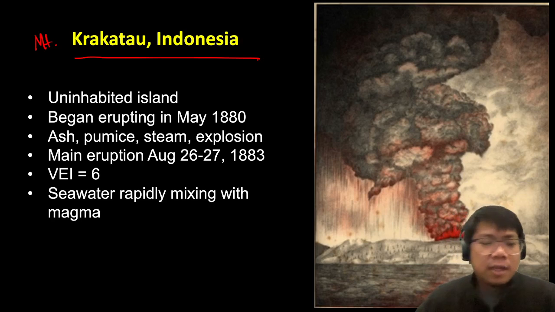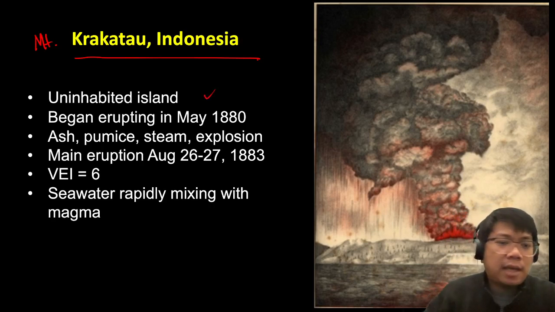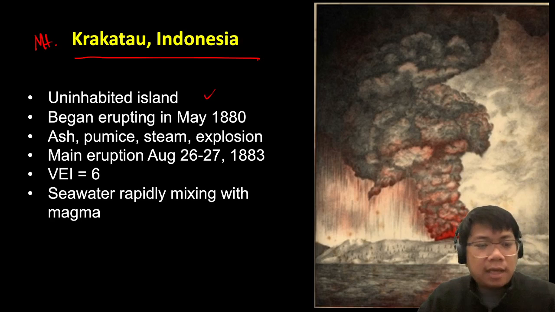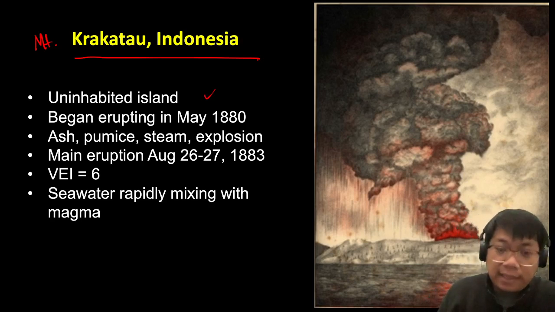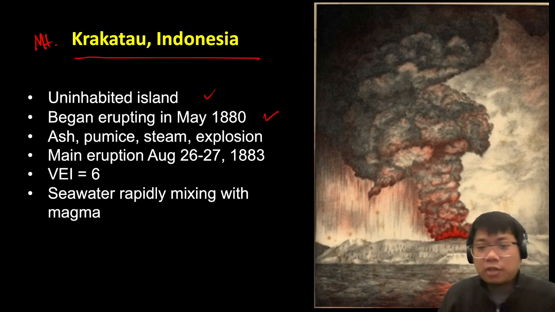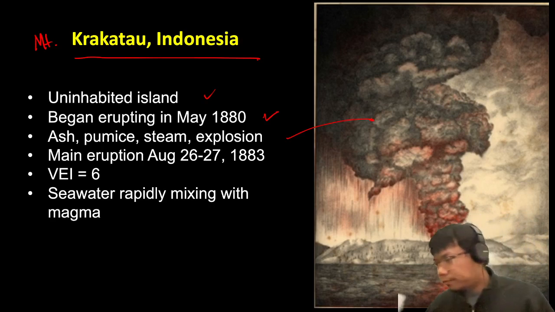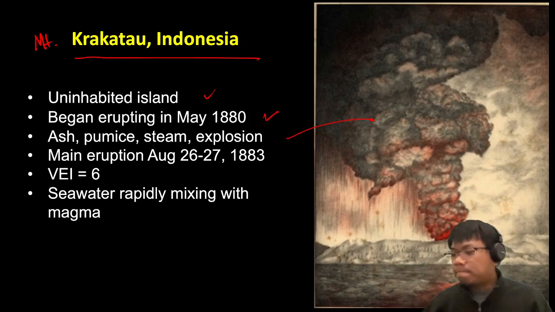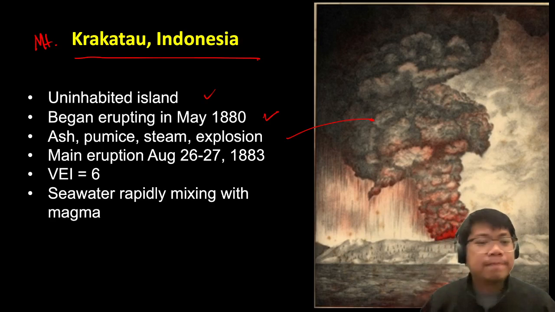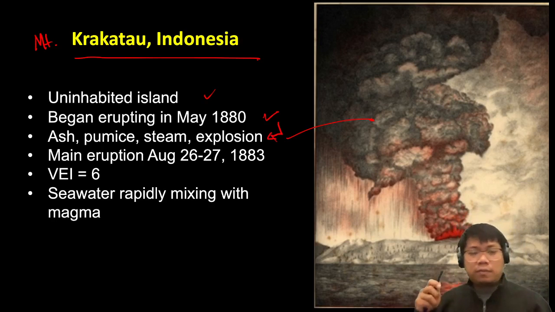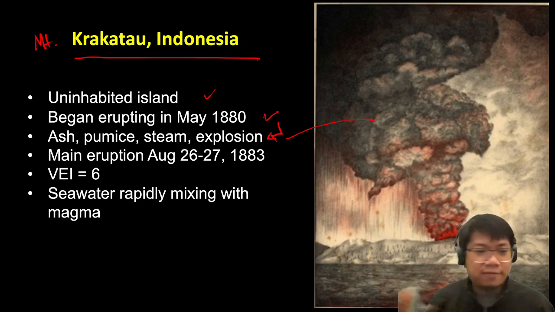Krakatau was located in an uninhabited island, and it began erupting in May 1880. It produces lots of volcanic material that could include ash, different types of rocks and steam, and lots of explosions.